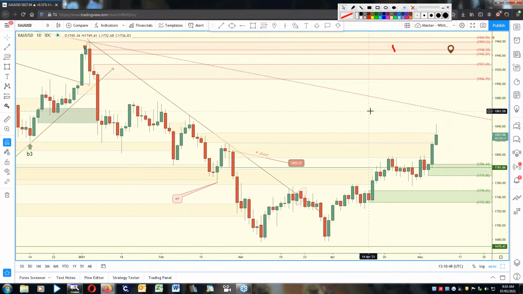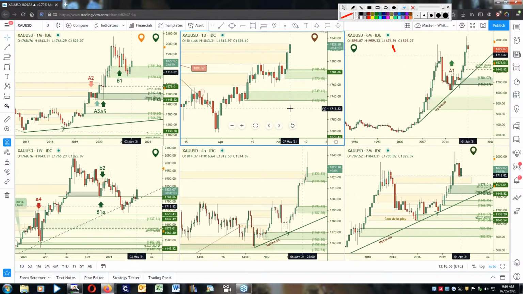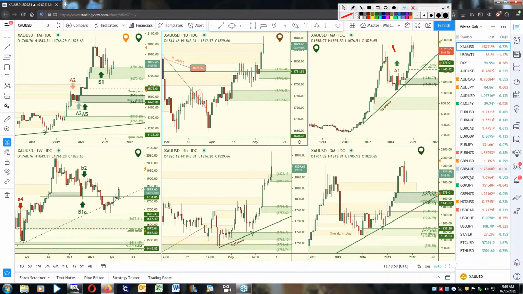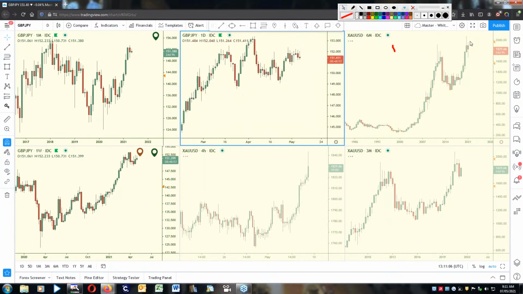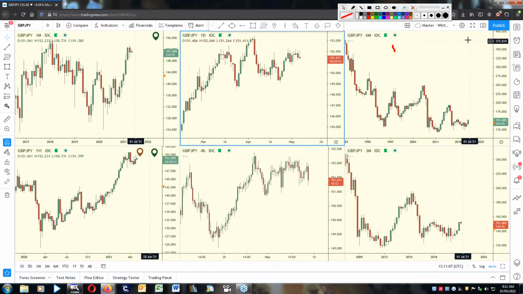Okay, since it broke a lot of supply. Oh, so you're looking at supply and demand too? And now it's sitting on my 4-hour demand. Okay. So pound yen, you want to take a look at. Let's jump over to the pound yen and see what's going on. It's sitting in your 4-hour demand zone, you said? Okay.